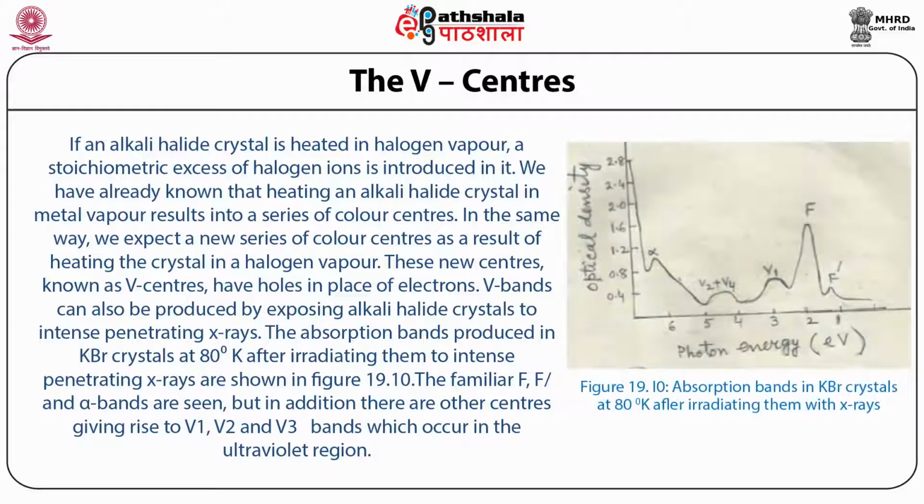in figure 19.10. The familiar F, F prime and alpha bands are seen, but in addition, there are other centers giving rise to V1, V2 and V3 bands which occur in the ultraviolet region.